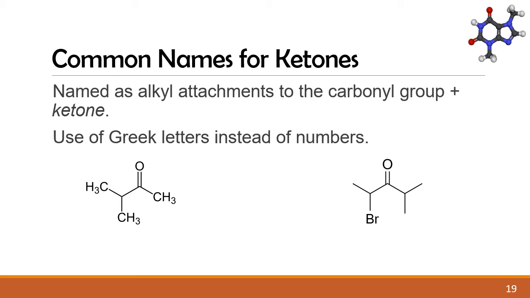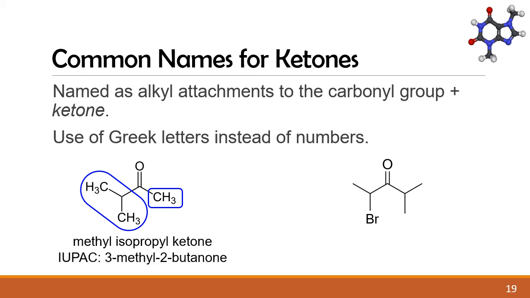In the compound on the left, the alkyl on the left side of the carbonyl group has 3 carbons, so we name it isopropyl. The alkyl on the right side is methyl, so the common name of this ketone is methyl isopropyl ketone. Its IUPAC name is 3-methyl-2-butanone. Note that we do not consider the iso in isopropyl in the alphabetical arrangement of the attachments.